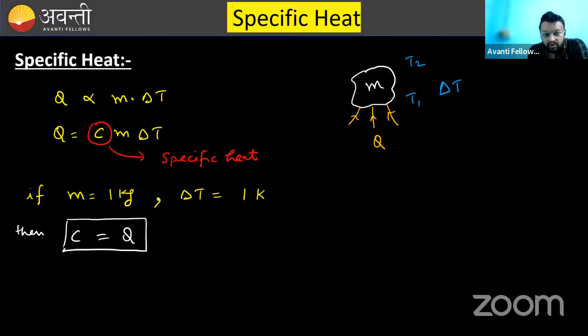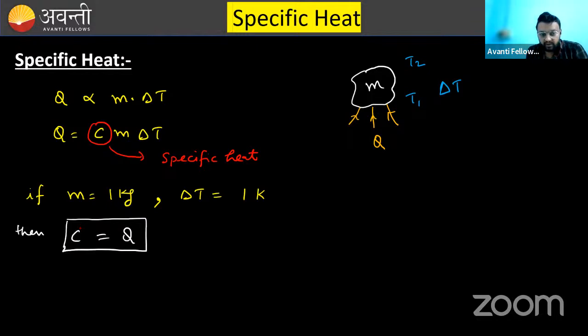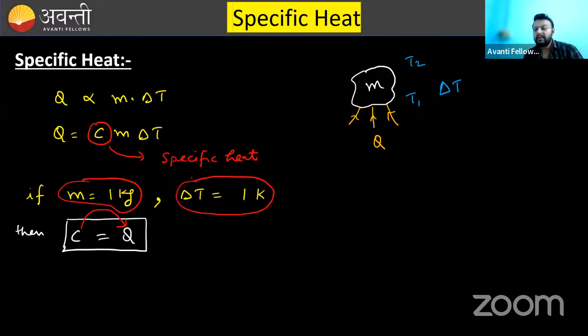T will be equal to Q. So from this assumption, a definition can be made for specific heat. And what would be that definition? Listen to me. Specific heat, C, is what? The heat required to raise the temperature of a unit mass, M, by 1 Kelvin is called specific heat.